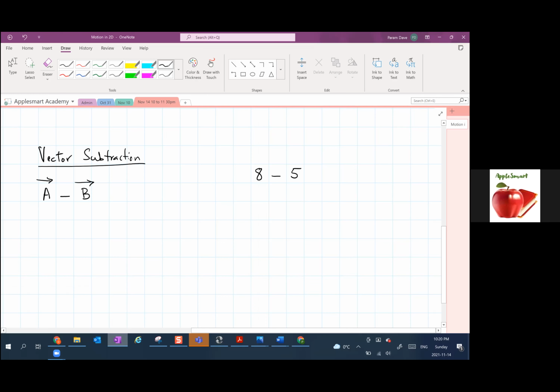Anybody? 3. 3, yes, of course, right? Thank you for answering. 8 minus 5 is 3. Now, this is subtraction. I'm subtracting 5 from 8. However, can I not write 8 minus 5 like this? 8, to that I add negative of 5. Wouldn't that also give me 3? Yes or no?